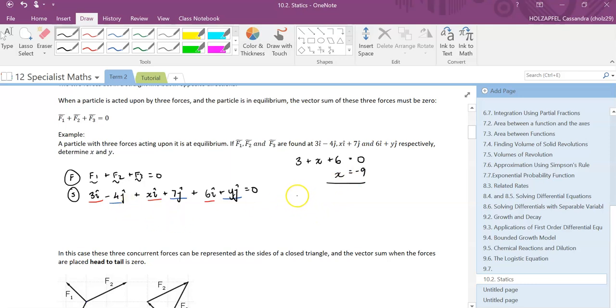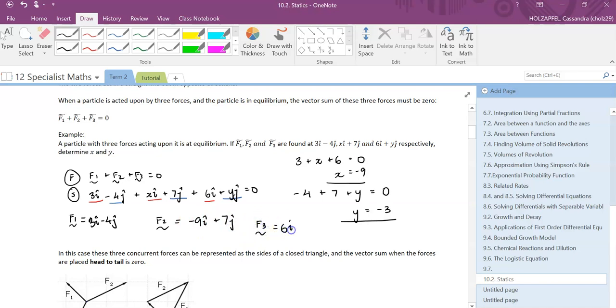Let's equate our vertical components now. So negative 4 plus 7 plus y is equal to 0. Negative 4 and 7 make 3. Therefore, y must be equal to negative 3. Okay, so let's go ahead now and rewrite our three vectors. We've got F1, which we already knew was equal to 3i minus 4j. We have our second vector, F2, and we now know that our value for x was negative 9, so it's negative 9i plus 7j. And then lastly, our third vector is going to be equal to 6i minus 3j.